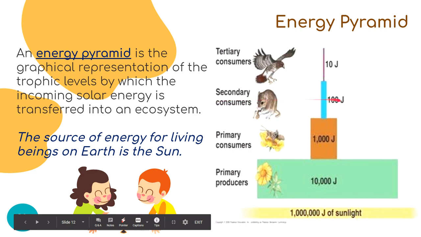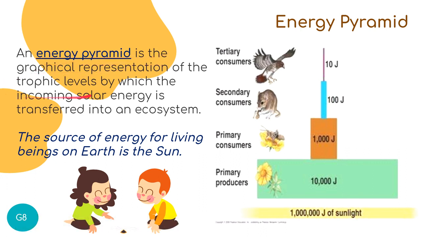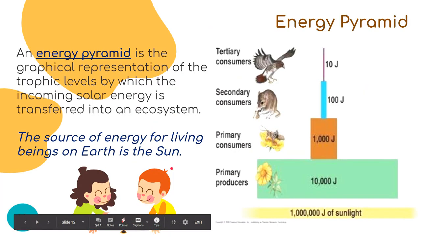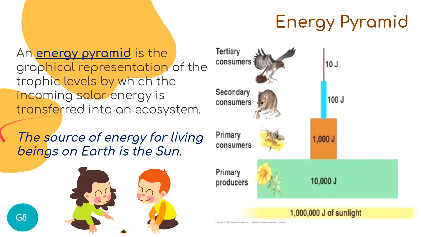So here is another example of energy pyramid. So again, this is the definition. An energy pyramid is the graphical representation of the trophic levels by which the incoming solar energy is transferred into an ecosystem. Now, do not forget that for all food chains, for all food webs, even for energy pyramid, the source of most energy of all living things on the planet is the sun, right? The sun. And this is just a side note. This is also the reason why most of our ancestors, they have understood this probably.